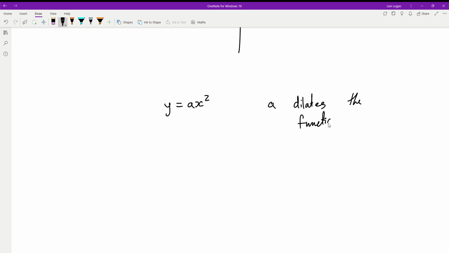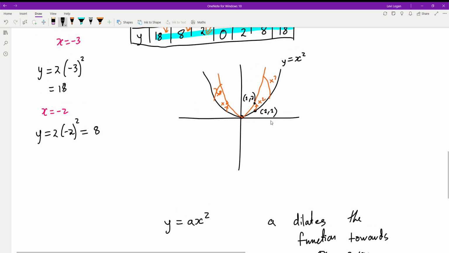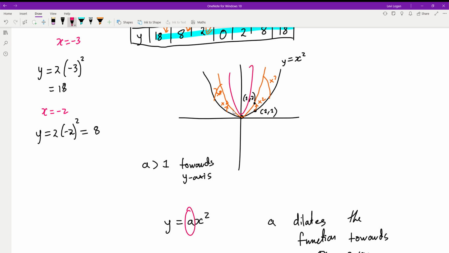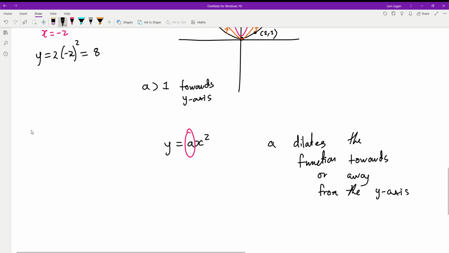Now we need to be particular with it. a dilates the function towards or away from the y-axis. Now why did I say towards and away? Well, we know it goes towards if a is 2. So if a is a bigger number than 1, it's going to go towards the y-axis. What I mean by towards is pretty much the bigger you make this number, the closer it's going to look like this.